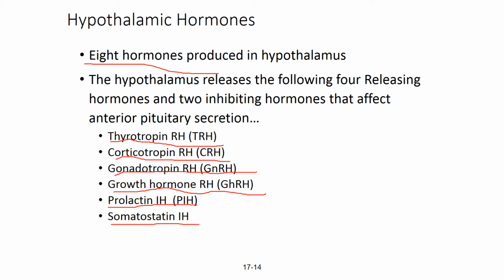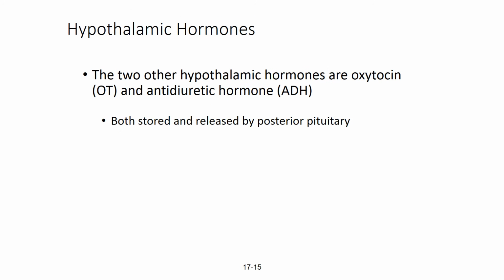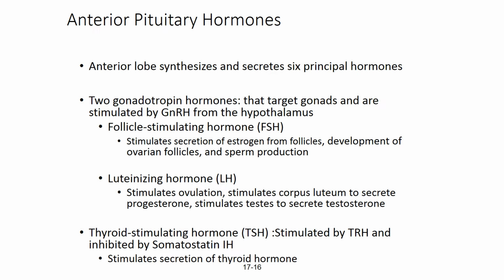So my little hint to everybody is if you see RH or IH behind the hormone, it comes from the hypothalamus and it is controlling and regulating the pituitary, the anterior pituitary. Like we said, the other two hormones are oxytocin and antidiuretic hormone, and they are stored and released in the posterior pituitary. And we'll talk about what they do in a little bit.